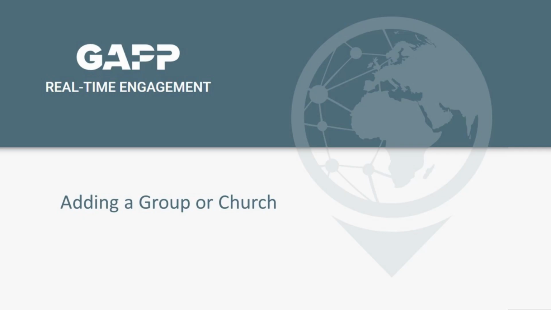Adding a group or church. Adding a group or church in GAPP is a record of your faithfulness to the Great Commission and the fruit of your labor. By adding groups and churches in GAPP, you are better able to increase your vision of God's work, inform your prayers about God's work, improve your preparation for God's work, and invite others to participate in God's work.